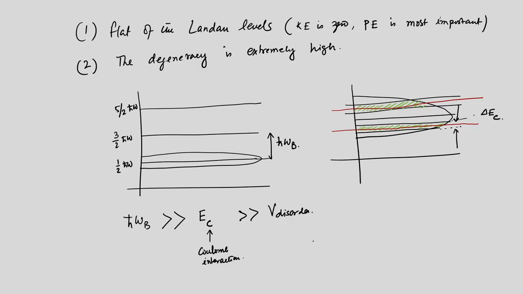And we talk about a particular hierarchy of energy levels, which says that the magnetic energy is largest, then it's Coulomb energy, and then it's disorder, which determines which samples would show the fractional quantum Hall effect and which ones will show the integer quantum Hall effect. The integer quantum Hall effect will be shown by samples where disorder is larger than Coulomb interaction, which means heavily disordered samples. Whereas if you make these samples cleaner and cleaner, they would start showing these fractionally quantized plateaus. So this is the hierarchy of energy levels.